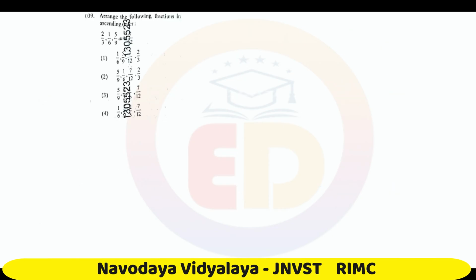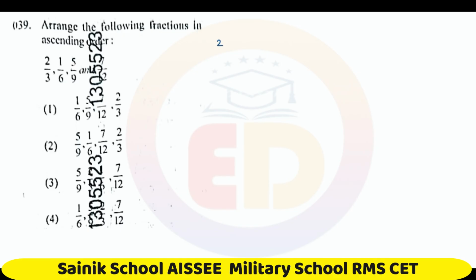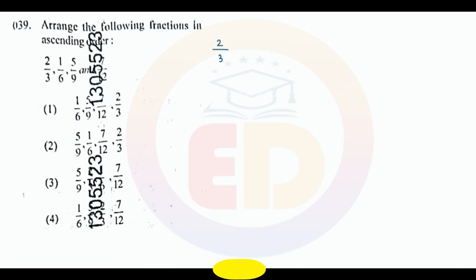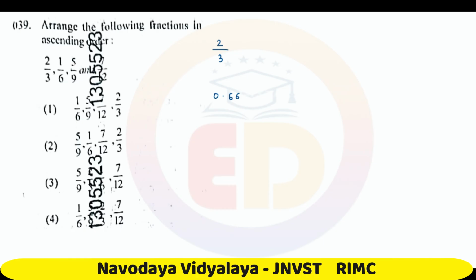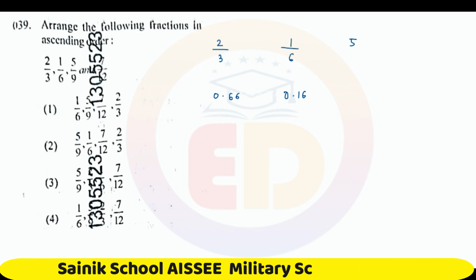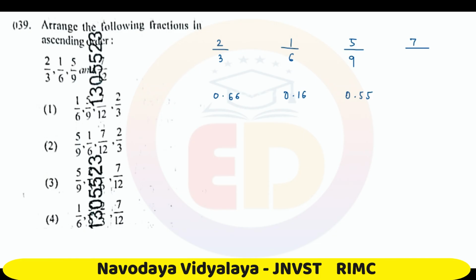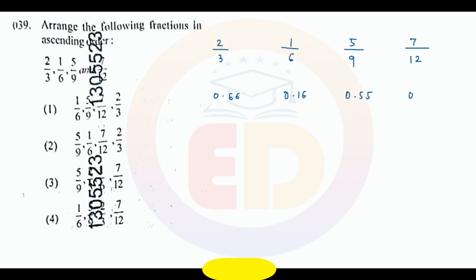Another approach of solving such questions will be converting them to decimals. 2 by 3 is 0.66. 1 by 6 is 0.16. 5 by 9 is 0.55. And 7 by 12 is 0.58.